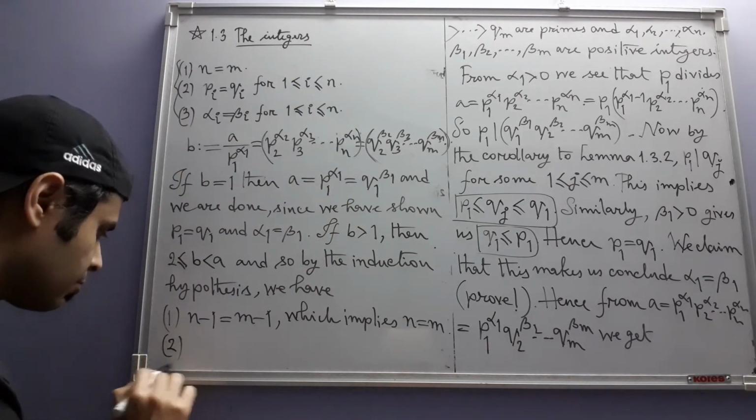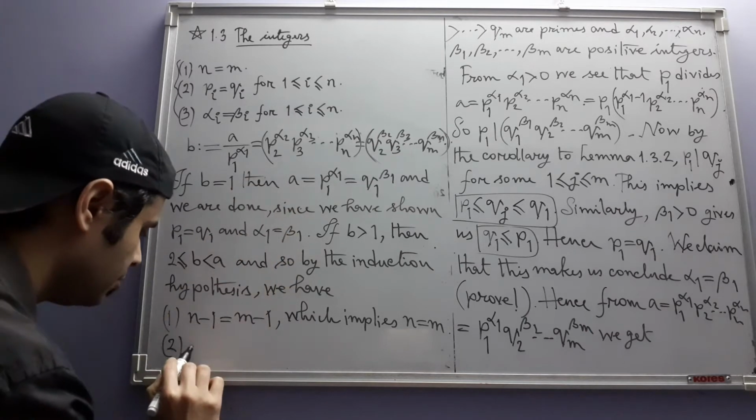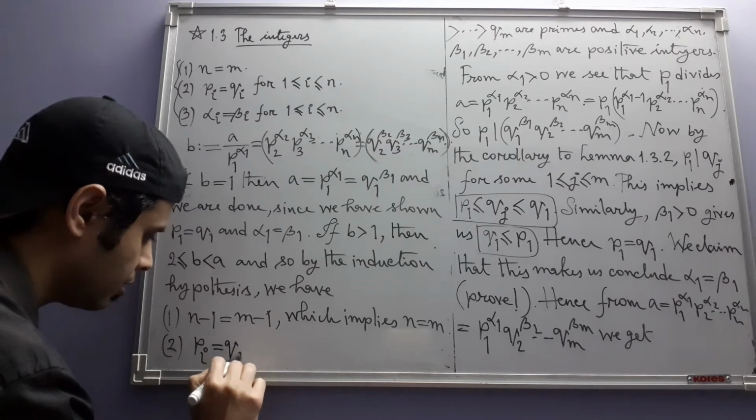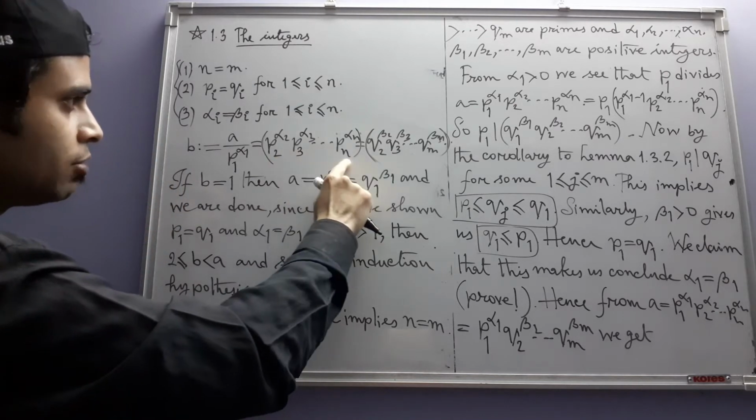What is the second one? The second one says this: Pi must be equal to Qi for i lying between 2 and m.